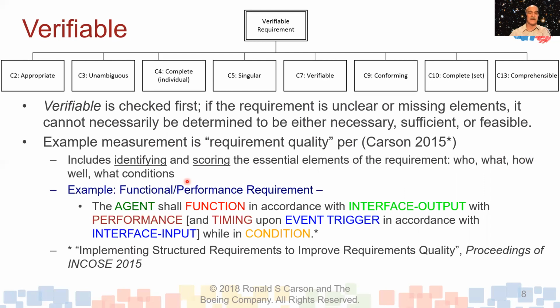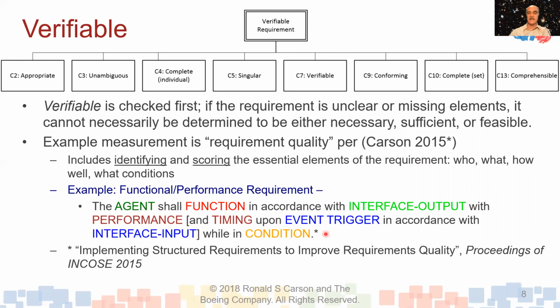So for the example, functional performance type, the agent shall function in accordance with the interface output with performance, and then an optional clause, and timing upon event trigger in accordance with interface input while in condition.